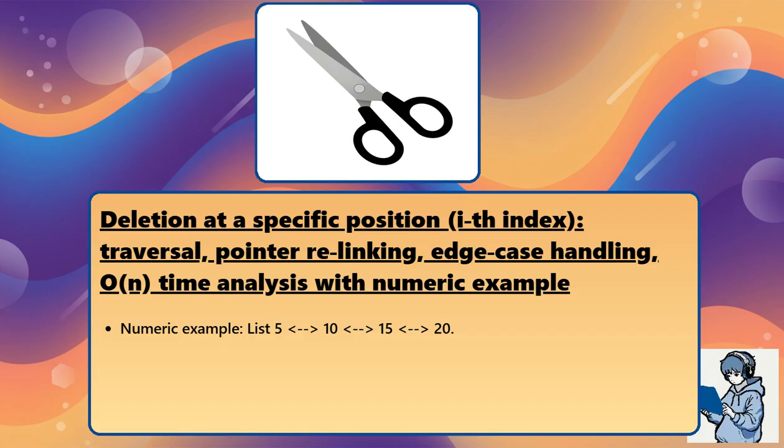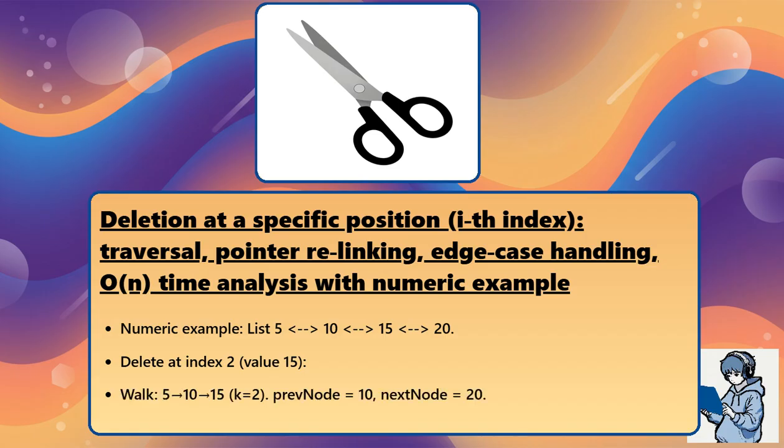Numeric example: list 5 arrow 10 arrow 15 arrow 20. Delete at index 2, value 15. Walk 5 to 10 to 15, k equals 2. Prev node becomes 10, next node becomes 20.